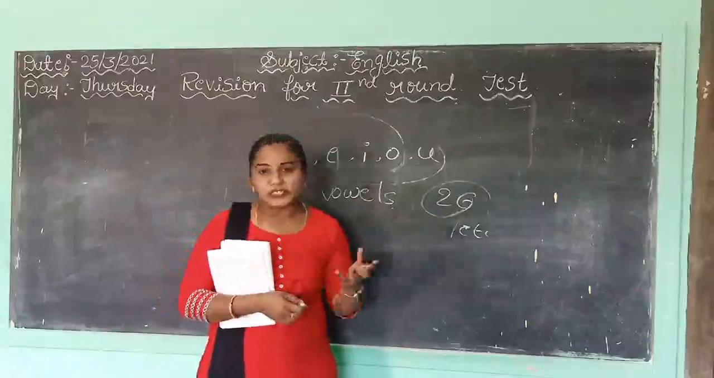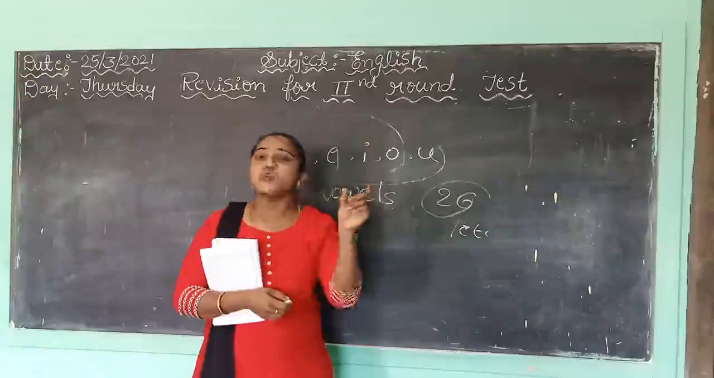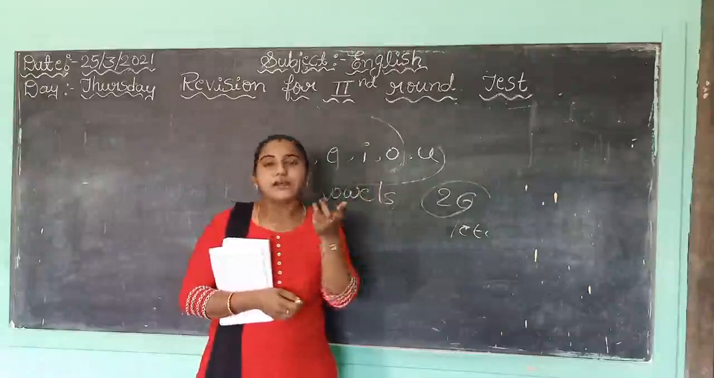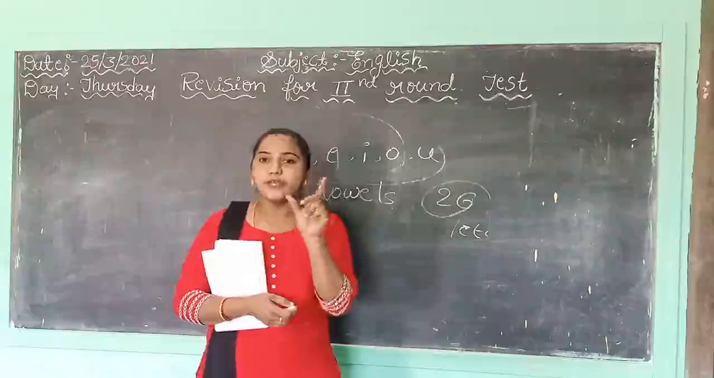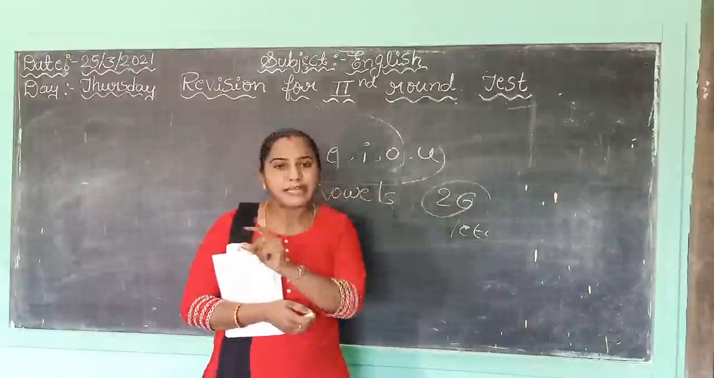Because A is a vowel sound. Apple's beginning, starting letter is A, so A is a vowel sound. Now we pronounce it "an apple". Or umbrella: umbrella's beginning letter is U. U is a vowel sound letter. So we pronounce it "an umbrella".